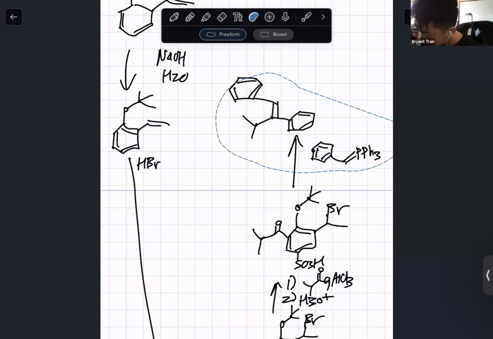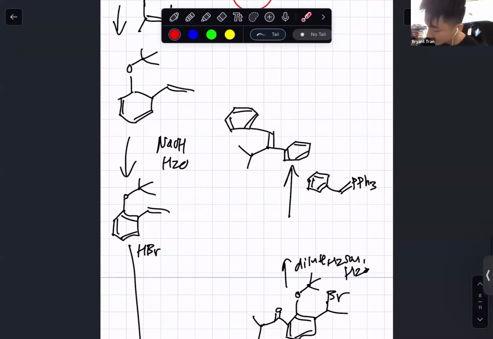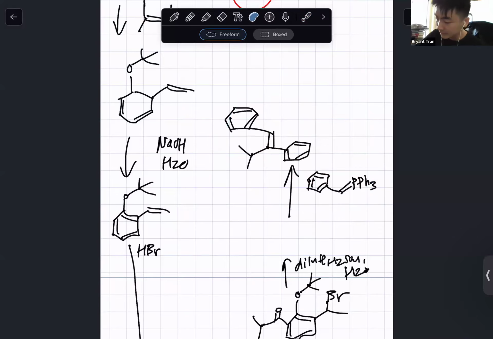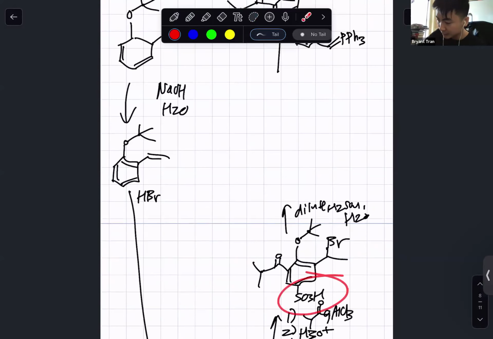Before I do the step though, I want to get rid of the sulfonate group with dilute H2SO4 in water, because if I don't do that and I have this with the SO3H still on it, and then I do the dilute H2SO4, this alkene will be destroyed. And I do not want to destroy the alkene. I want to keep the alkene for my final product. So to prevent that, I'm just going to get rid of my SO3H group like that.